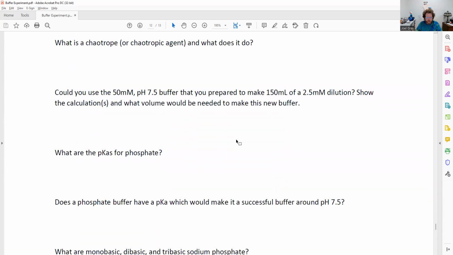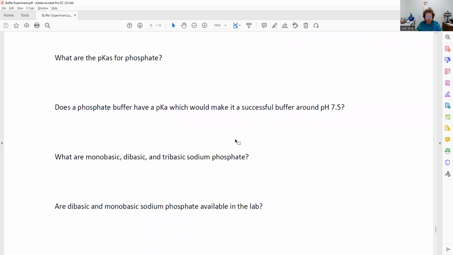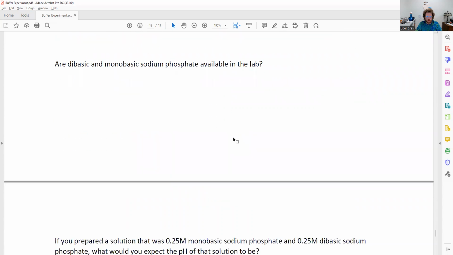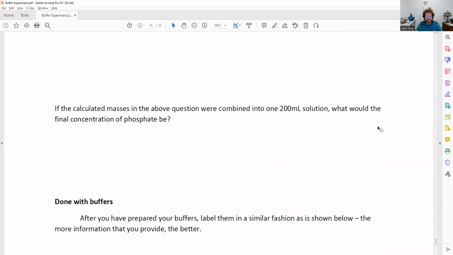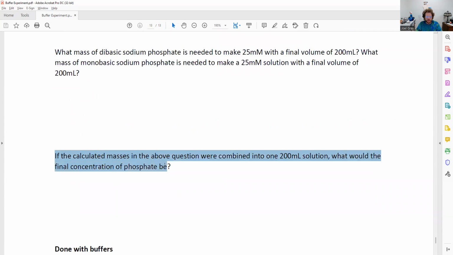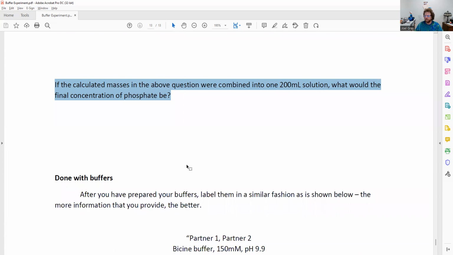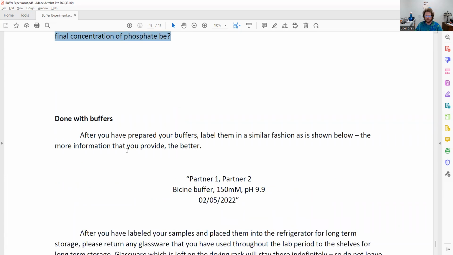Then as I go through these last few questions, I think there's one question right here: if the calculated masses in the above question were combined into one 200 ml solution, what would the final concentration of phosphate be? Don't worry about answering that question. But then last thing before you leave, I want you to make sure that you label your work. Put your partner's initials, your initials, describe the buffer, and then put the date.